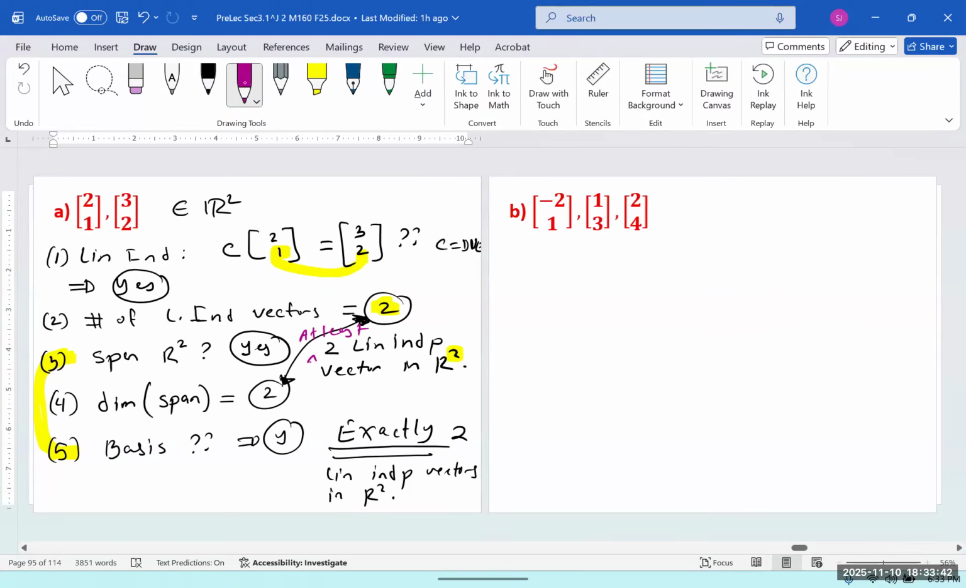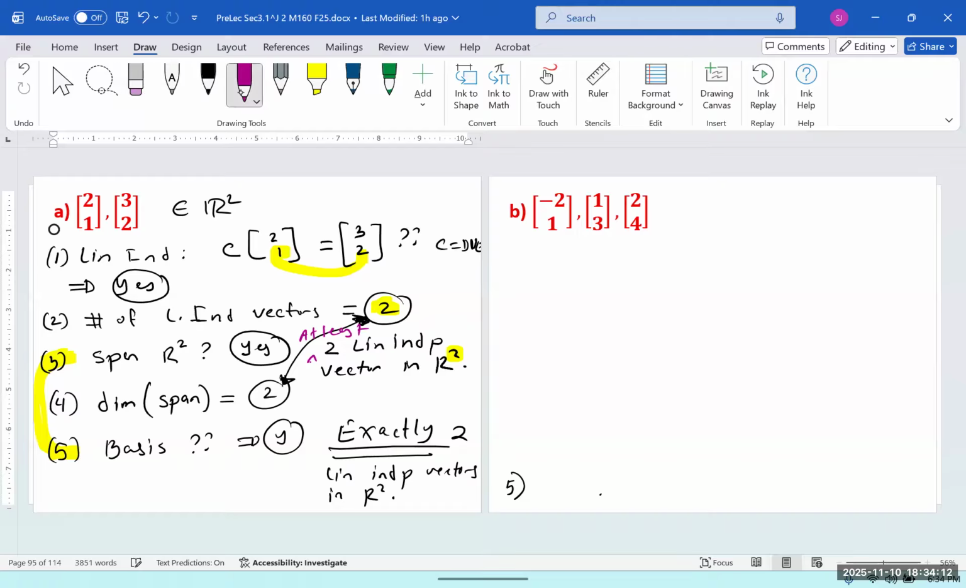Now this one, how many vectors do we have? 3, in which space? In R2. So one of them definitely has to be dependent. Since one of them is dependent, we already know the answer for number 5. We need exactly 2 in R2, but we have 3 vectors. So definitely they cannot form a basis.